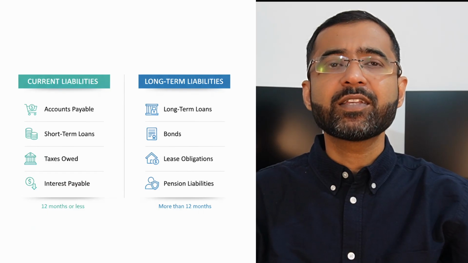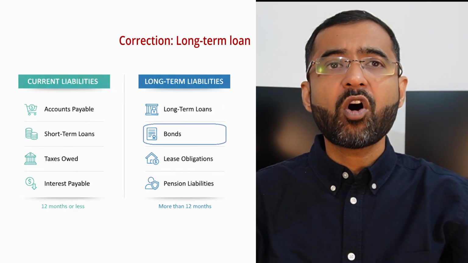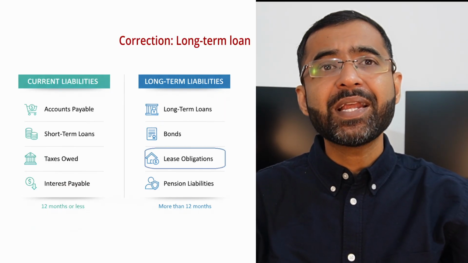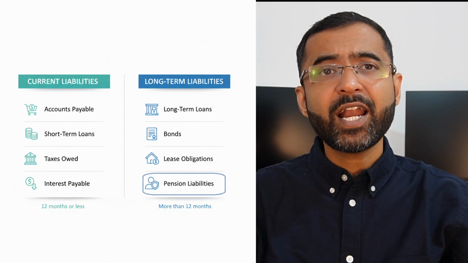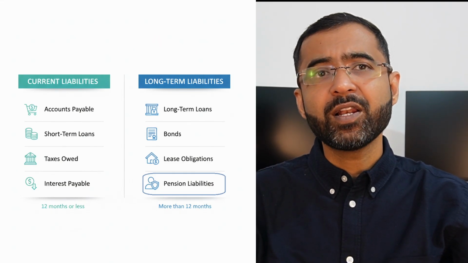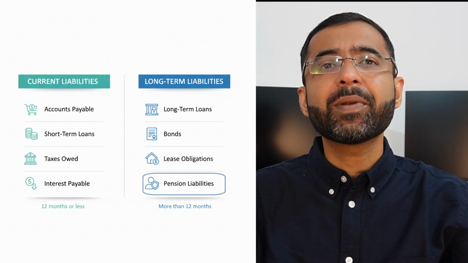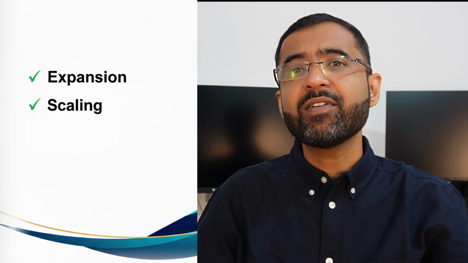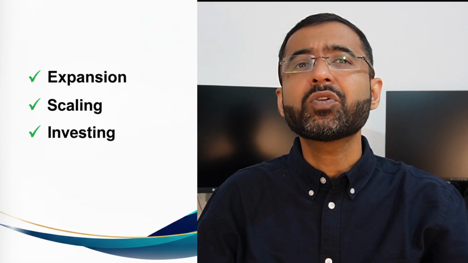Long-term liabilities. Example, long-term loans, bonds, lease obligations, pension liabilities. If current liabilities represent survival, long-term liabilities represent strategy. Companies usually take long-term debt for expansion, scaling, or investing in future growth, not to stay alive.